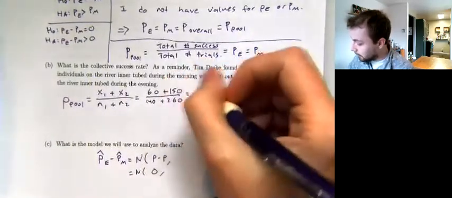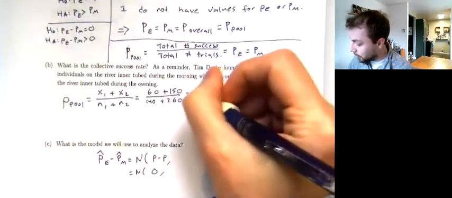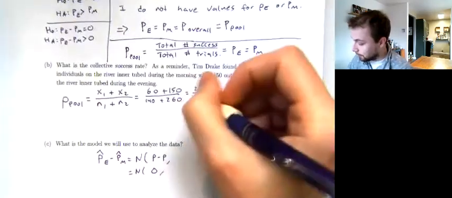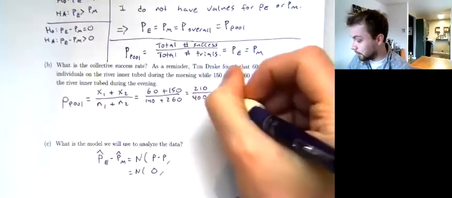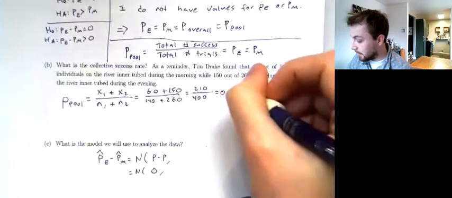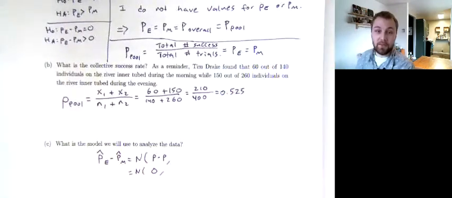So far, I have 210 people went inner tubing out of 400 people that went to the river. That tells me that 52.5% of people went inner tubing.